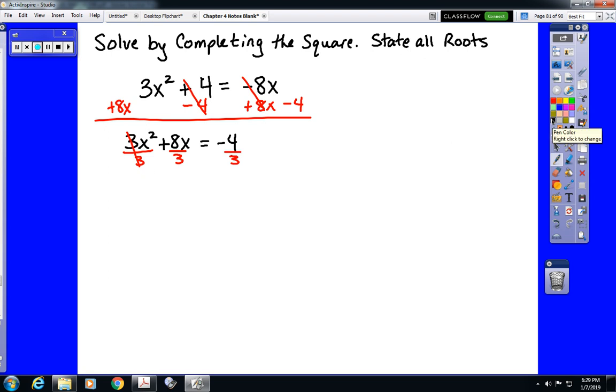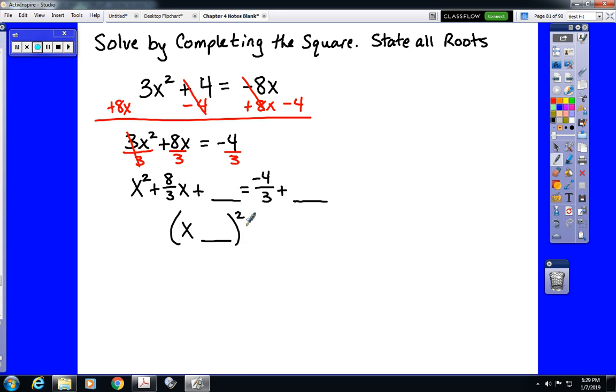That will give us x squared plus 8/3 x, and then we're going to go ahead and insert a blank, equals negative 4/3 plus something. And we're going to carry out completing the square because now we're set up and in that form. We take b, we divide by 2. 8/3 divided by 2 is 4/3. Then we're going to take 4/3 and we're going to square it and write it in the 2 blanks above. That would be 16 over 9, which we then copy to the other side, 16 over 9.